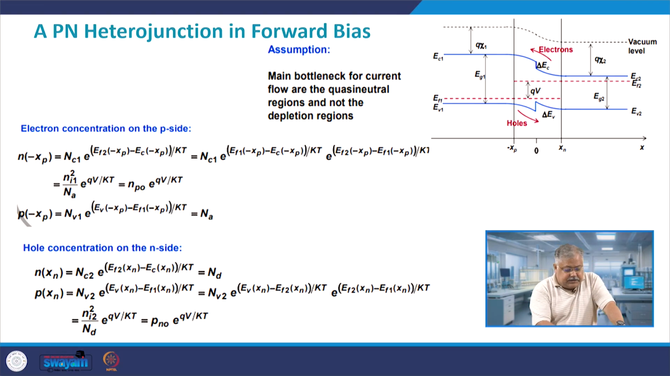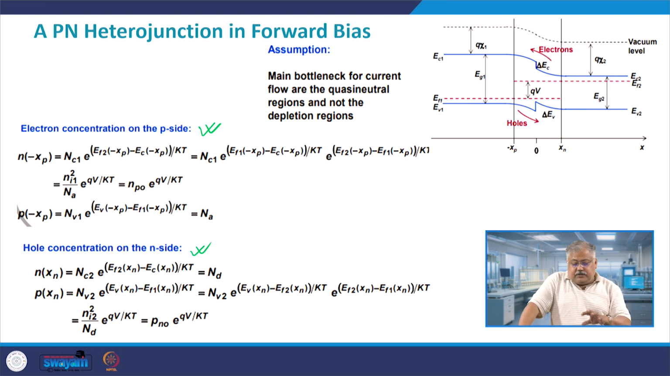These are the equations which are there. You don't have to go through them in a very detailed manner, but just for completeness' sake I have written this statement. But what we are showing you here is the electron concentration, which is the minority carriers on the p side, and hole concentration, again a minority carrier on the n side, right.